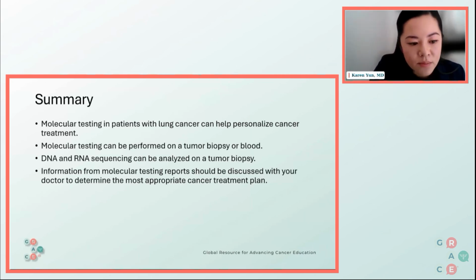And again, it's very important to review that information from your molecular testing report with your doctor to determine the most appropriate cancer treatment plan. It's a lot of information in your molecular testing report, but it's certainly very helpful information. And I hope that this really empowers you to bring that information to your doctor so you can make a shared decision about the best treatment plan for you.